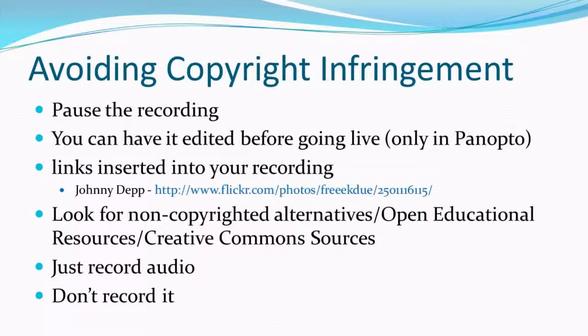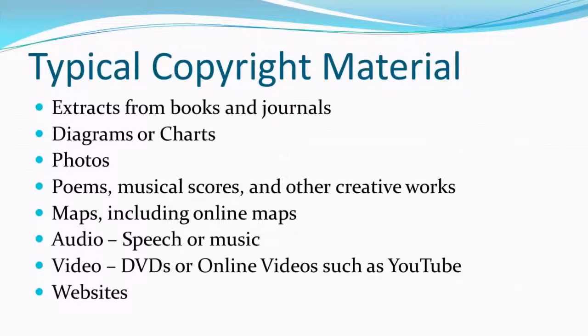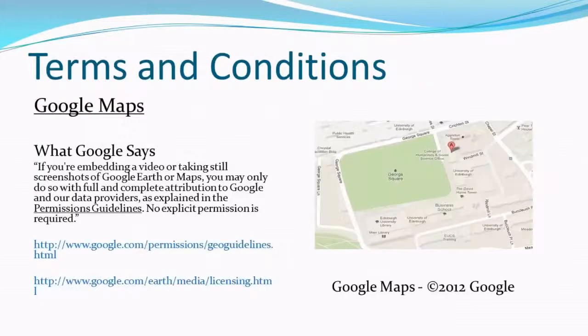Let's look at some typical types of copyrighted material. We have extracts from books and journals, diagrams or charts, photos, poems, musical scores and other creative works, maps, including online maps, audio, video, or even websites. It is not to say you cannot use these, but you must check the terms and conditions. As I mentioned, most offline sources such as books, DVDs and journals will not allow copying of their material. However, it is always worth checking their terms and conditions if you would like to use them.